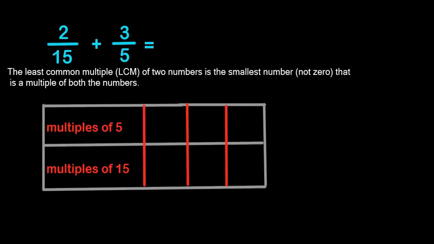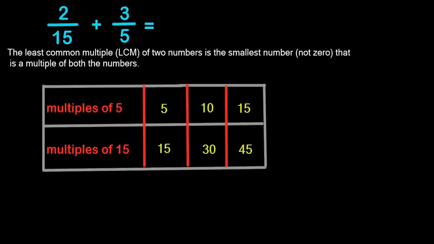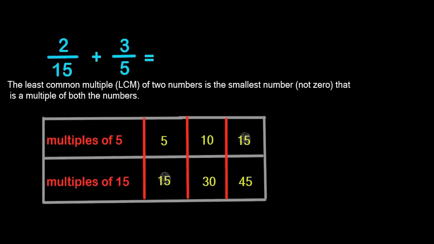Now in the boxes below, let us write the multiples of 5 and multiples of 15. Multiples of 5 are 5, 10 and 15. Multiples of 15 are 15, 30 and 45. Now let us look for a common multiple of both 5 and 15. We have one common multiple, that is 15, which is the least common multiple.